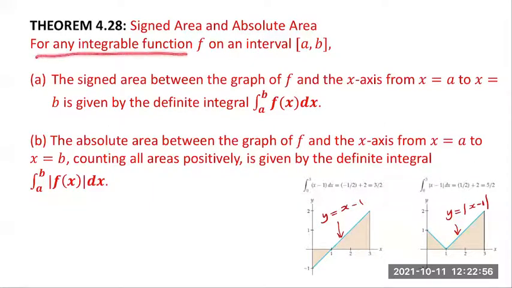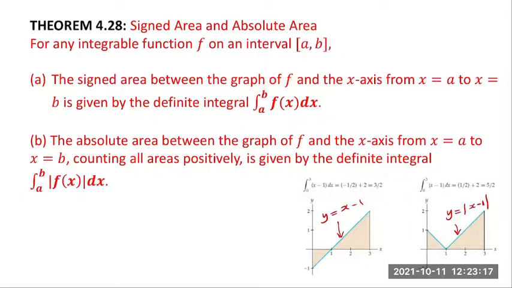For any integrable function f on an interval [a, b], the signed area between the graph of f and the x-axis from x equals a to x equals b is given by the definite integral from a to b of f(x) dx. So this is the signed area.